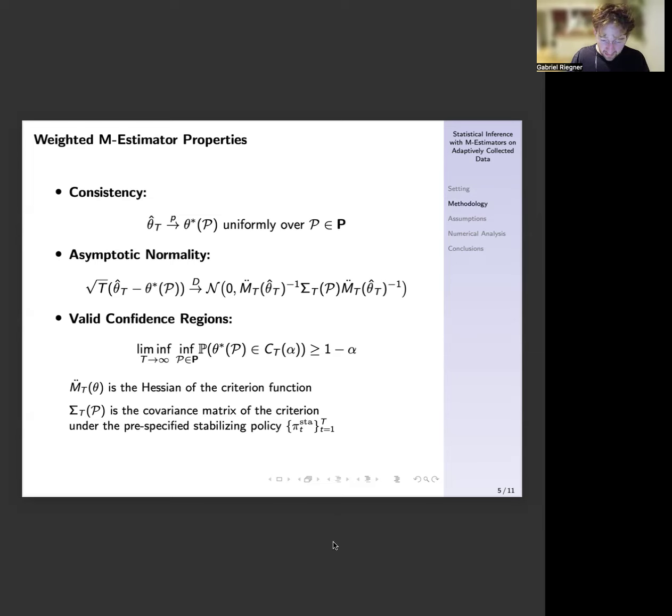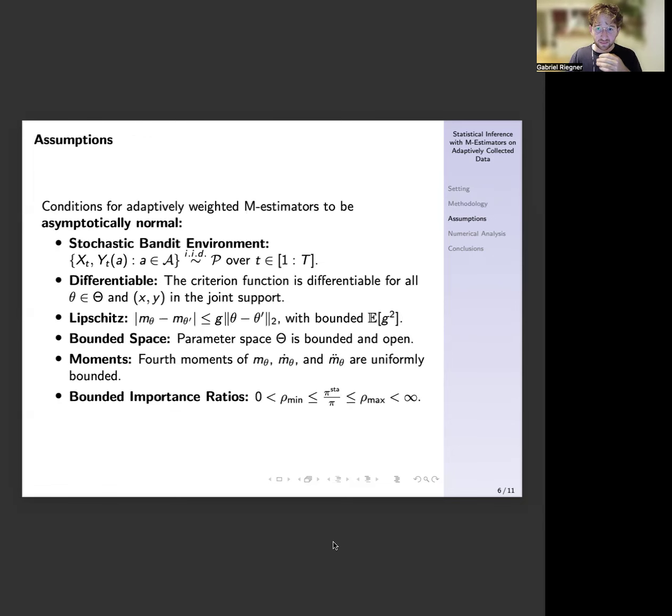Of course, these properties and results depend on quite a few assumptions, especially that this is a stochastic bandit environment, which means that the contexts and potential outcomes are assumed to be independent and identically distributed across time.